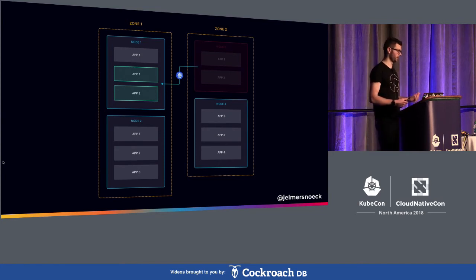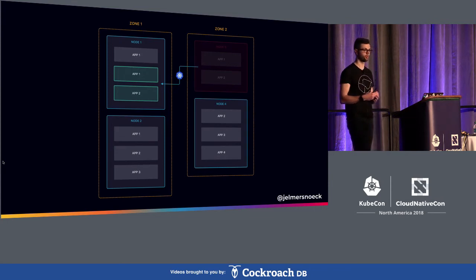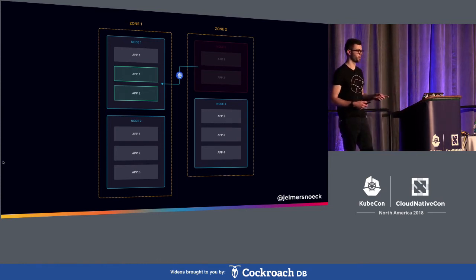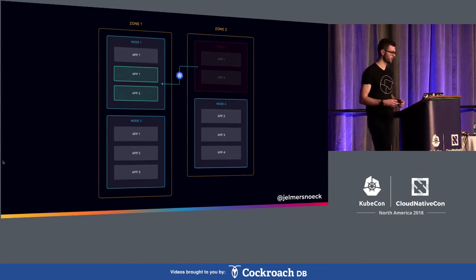The issue with that is, there are actually 2 issues. The first is that node 1 now has 2 app 1s. So if that node goes out for some reason as well, we lose a lot of capacity. But if you look closely, application 1 is only deployed in zone 1 now. That means that if zone 1 goes out for some reason, and it happens, we lose application 1.